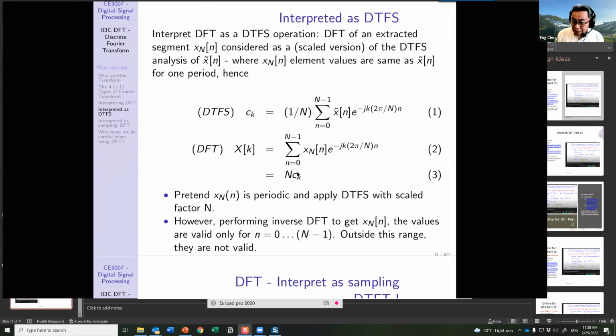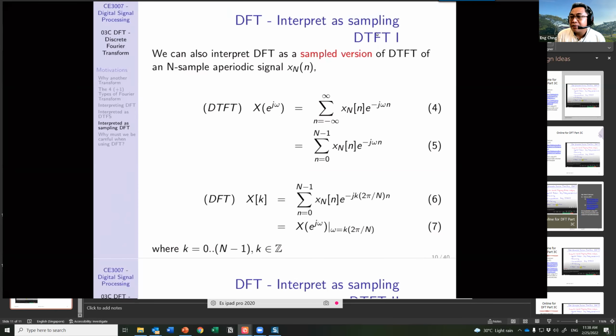Second point is that we can interpret DFT as a sampling of the DTFT. The DFT is nothing but sampling the points at different frequencies of the DTFT representation. So the DFT, X[k], at the kth harmonic is nothing but the value of the DTFT at k times omega naught. The omega naught is 2 pi over N. So at this frequency. All right.